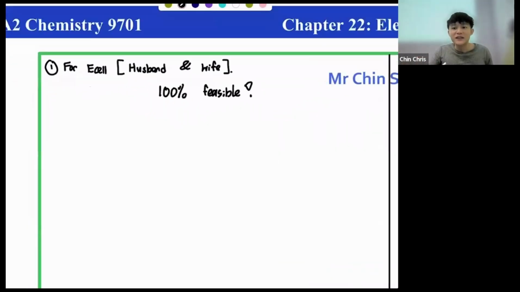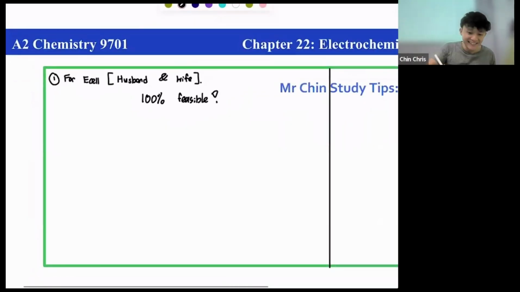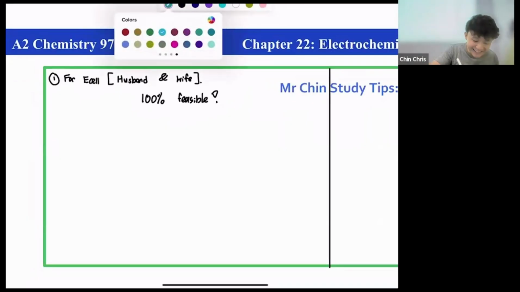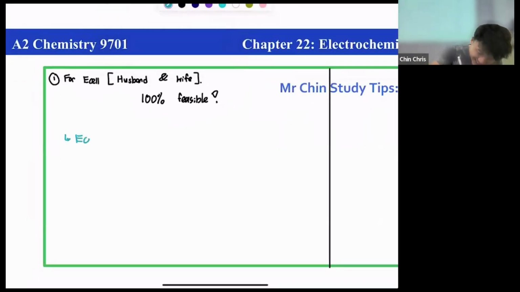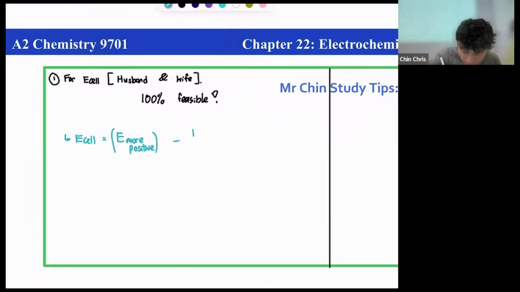What about divorce? No, we don't live in that era. My era has no divorce. My era is very traditional minded. So it's always E more positive minus E less positive.